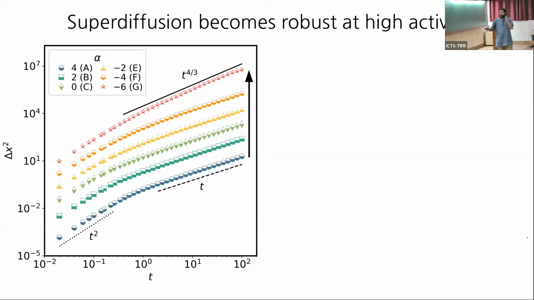So we look at the mean square displacements for increasing levels of activity. The arrow there shows you increasing activity. As I told you, at low and mild levels of activity and values of friction, you'll have your ballistic to diffusive transition. But at very high levels of activity, you get a very robust super diffusive regime, which goes as t to the 4/3, and that's over 2 decades in time. So clearly there is anomalous diffusion in the system.